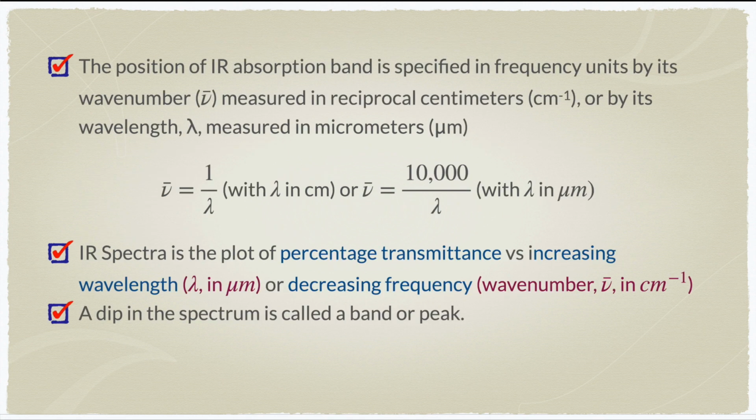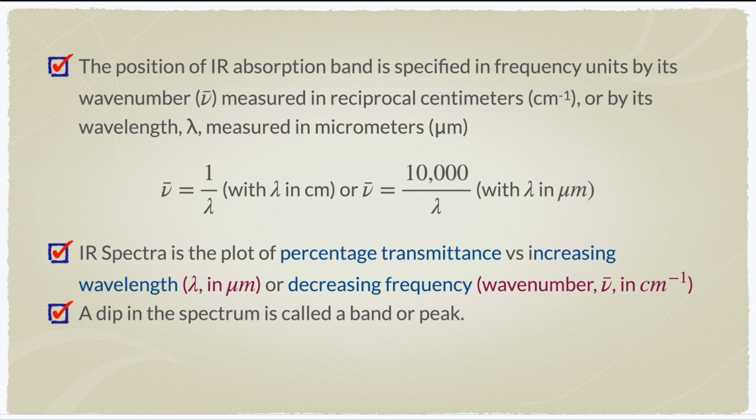The position of an IR absorption band is specified in frequency units, just like we have seen for UV visible. It is expressed in terms of wavelength, but if you remember the first theory that I have shown you, wavelength and frequency are related to each other. But here we are not going to use the frequency, that is the nu value, h nu, that we have seen earlier. What we will be using is this wave number. Okay, so this is another form of measurement of frequency. Now the wave number is measured in reciprocal centimeters. Okay, so that is one of the important things.